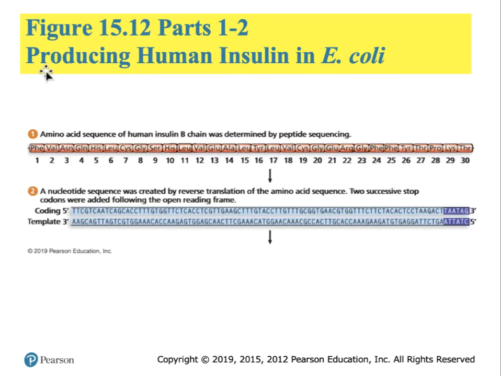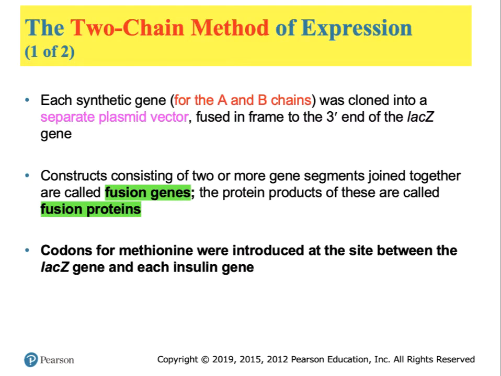Figure 15.12 illustrates the relationship between the amino acid sequence of the human insulin B chain, determined by peptide sequencing, and a nucleotide sequence created by reverse translation of the amino acid sequence. That was the technology available to us in the latter half of the 20th century, before DNA sequencing was invented.